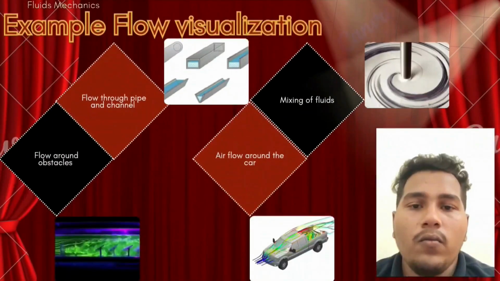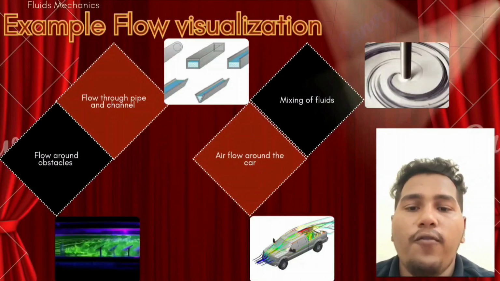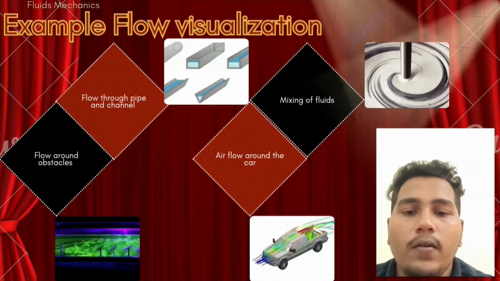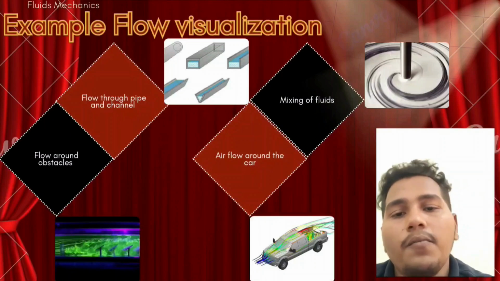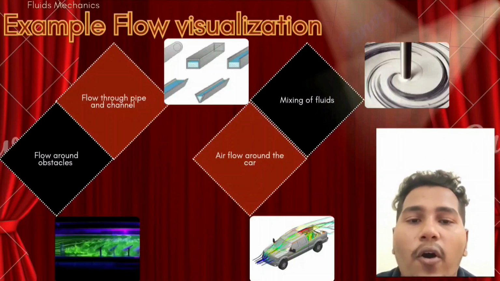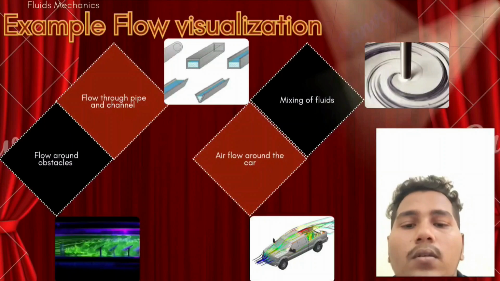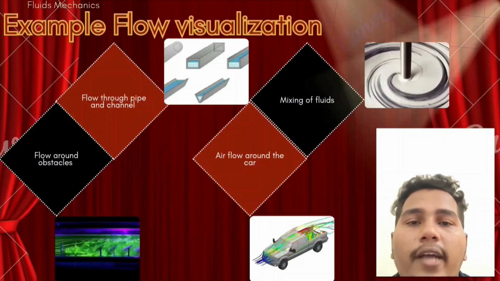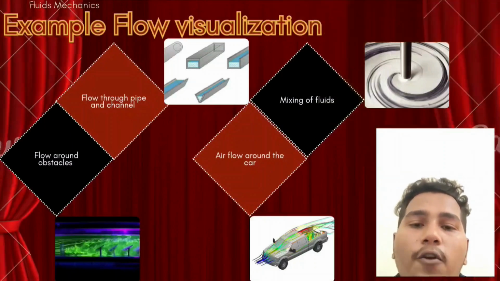What we see here right now are examples of flow visualization. First, flow through a pipe. Second, mixing of fluids. Third, flow around obstacles. And fourth, airflow around the car. So, these are the examples of flow.